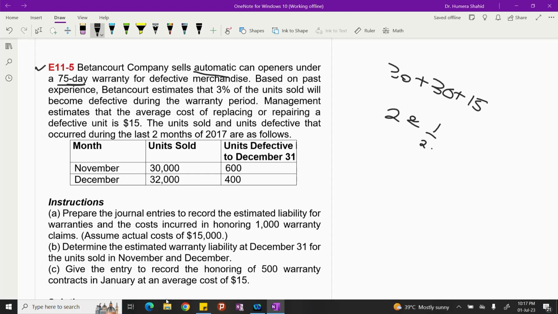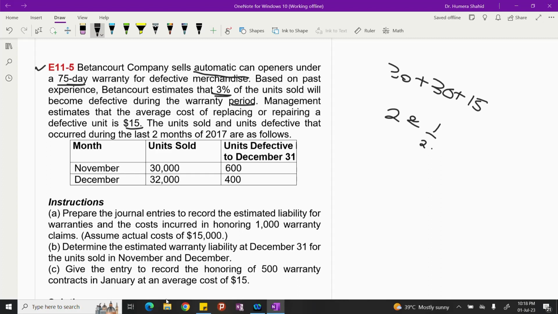So what is the product they are selling? Automatic can openers. 75 days is the warranty. Based on past experience, Bittencourt estimates that 3% of units sold will become defective during the warranty period. So the estimated warranty, or you can say the current liability for the warranty, is 3% of the units sold. Management estimates that the average cost of replacing or repairing a defective unit is $15. This is again from the historical data of the company, that when the can openers come for repair, usually $15 is what the company has to spend in order to repair them.